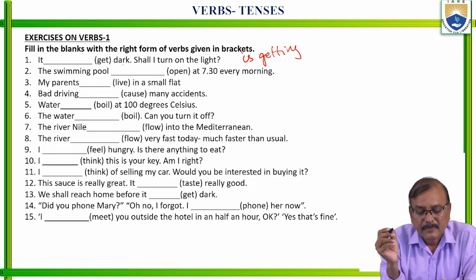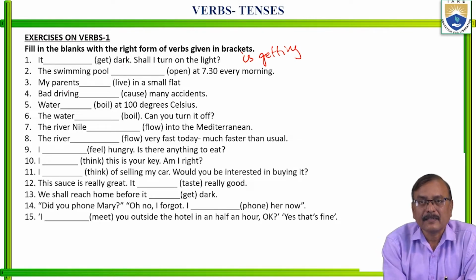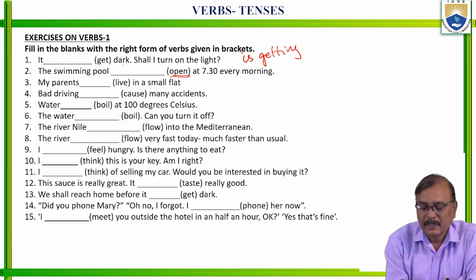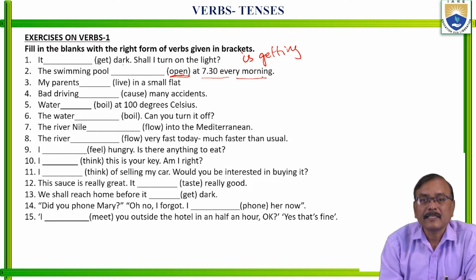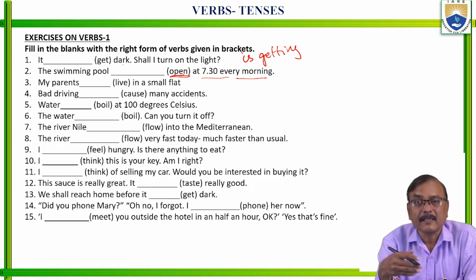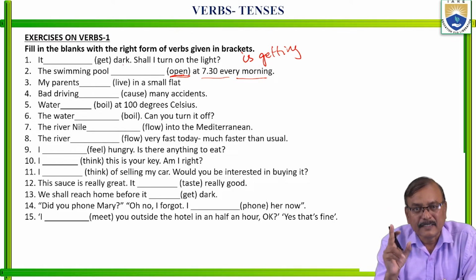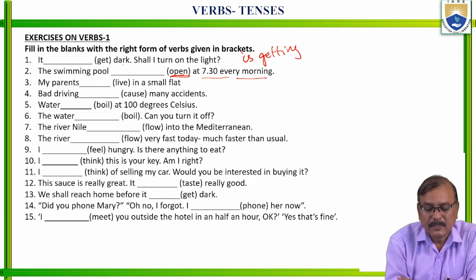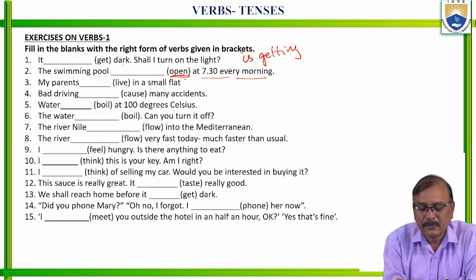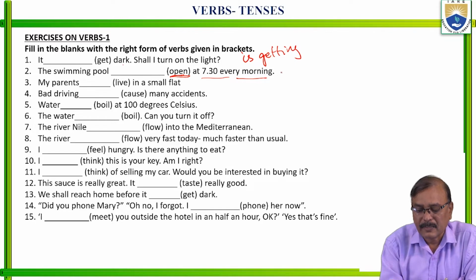Next. Second one. The swimming pool dash, at 7:30 every morning. 7:30 every morning means this is a regular action, repetitive. So when it is a regular action, what is that? Simple present tense. What is the verb form? Do form or does form. The swimming pool is third person singular, so go with your does form. Is it clear now? What is that? Opens.